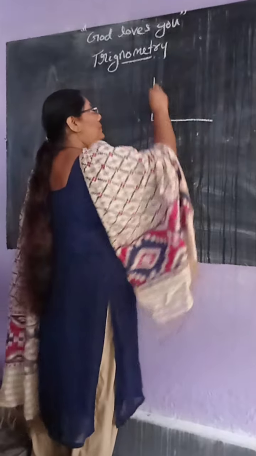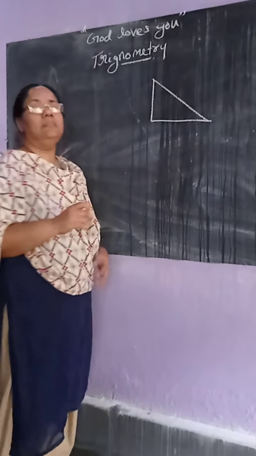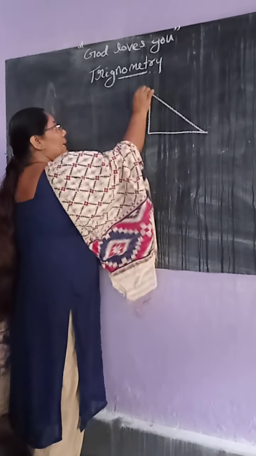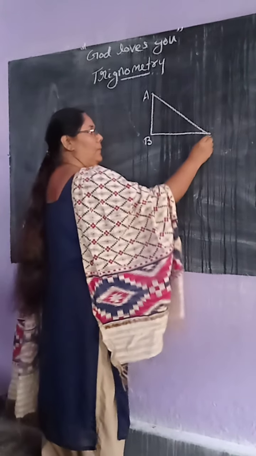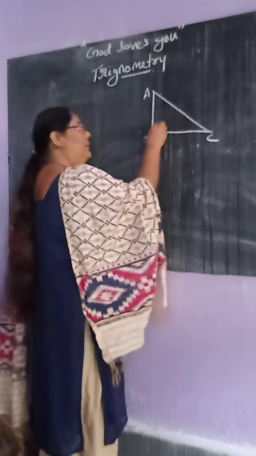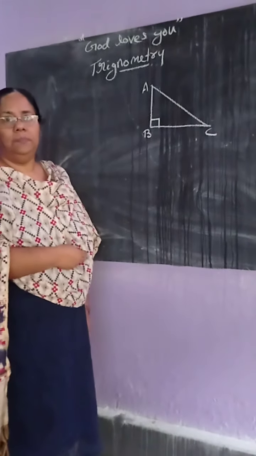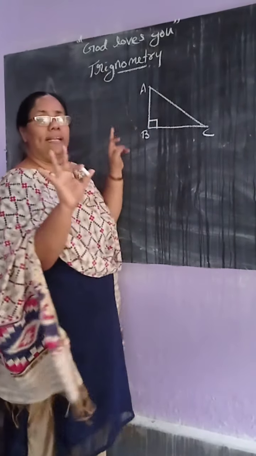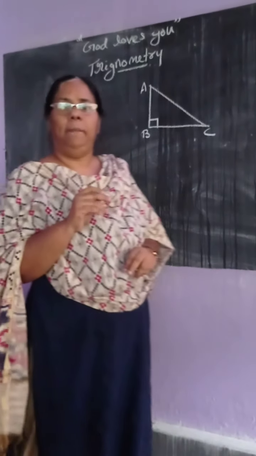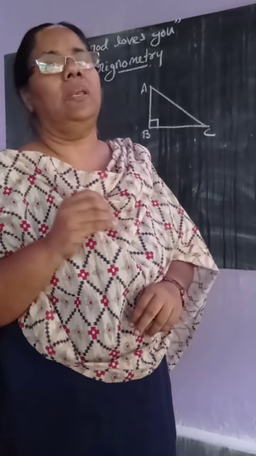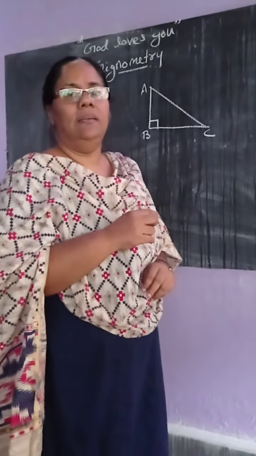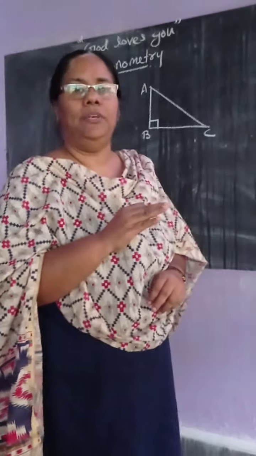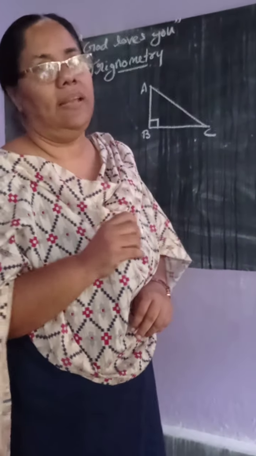Here we take a right-angled triangle. In a right-angled triangle ABC, angle B is 90 degrees. Now listen, here we know that a triangle means three sides are there, three angles are there. Here one angle is 90 degrees, therefore it is a right-angled triangle. In trigonometry we always take a right-angled triangle.